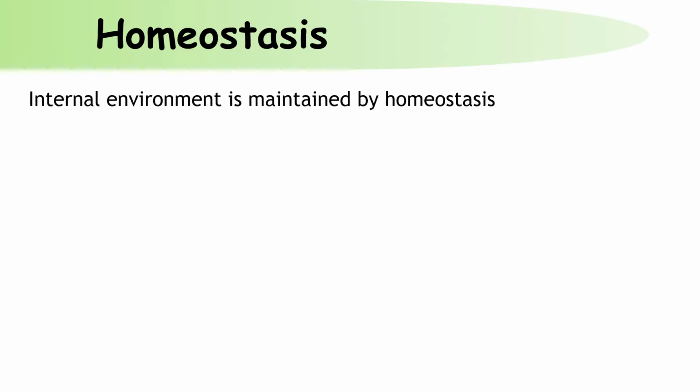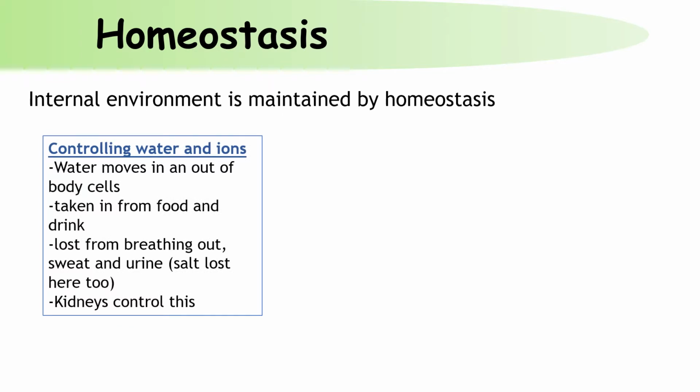Homeostasis is the constant maintenance of an internal environment to allow maximum or optimum conditions for chemical reactions in the body. Controlling water and iron levels is one key feature in homeostasis that you can be asked about. So, water can move in and out of the body. It moves into the body by drinking, and it's lost by breathing, sweating, and in urine. Water concentration within the body is controlled by the kidneys.